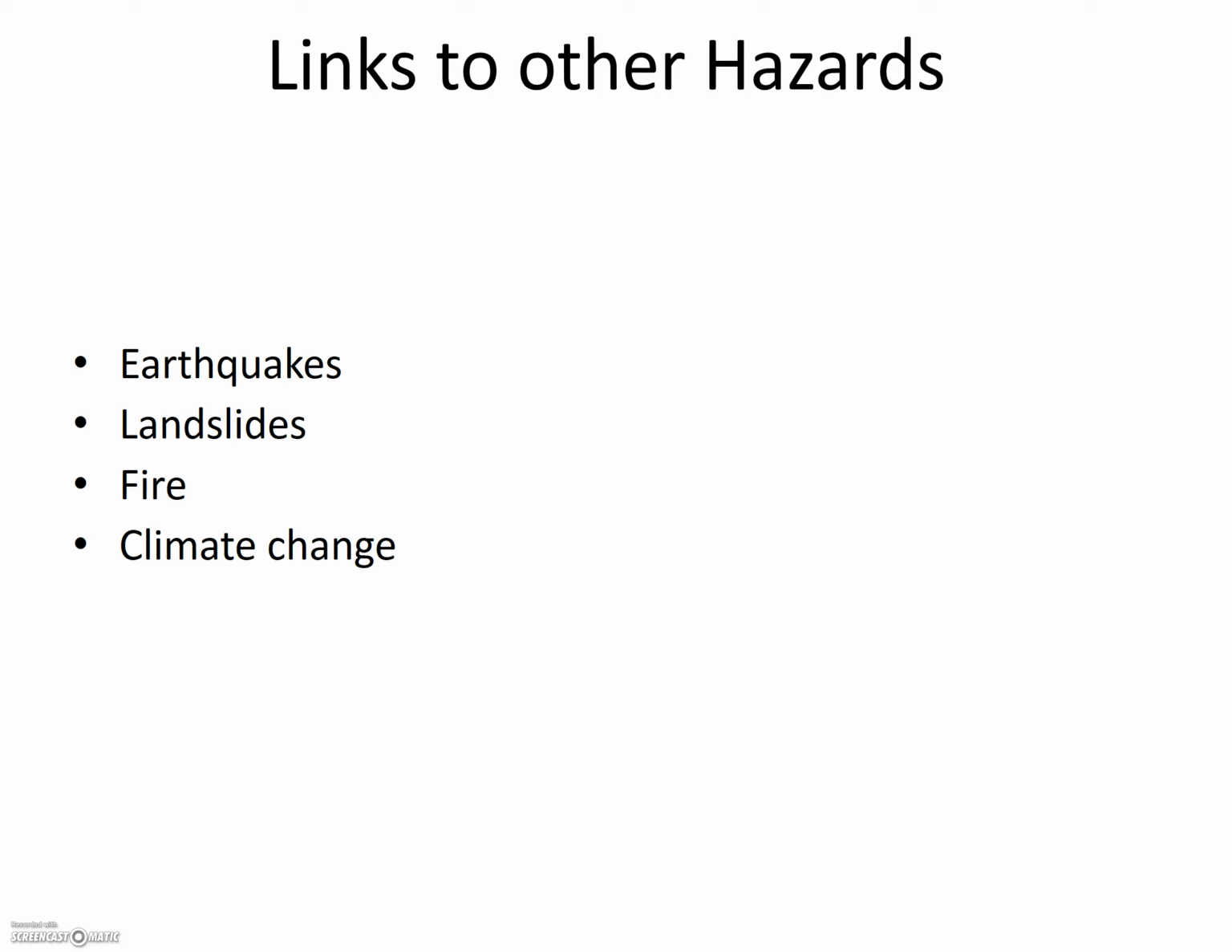Fire happens as hot lava ignites forests and other structures. Climate change occurs as massive amounts of ash and greenhouse gases such as carbon dioxide are emitted into the atmosphere. The ash causes a net cooling, while the greenhouse gases cause a net warming.